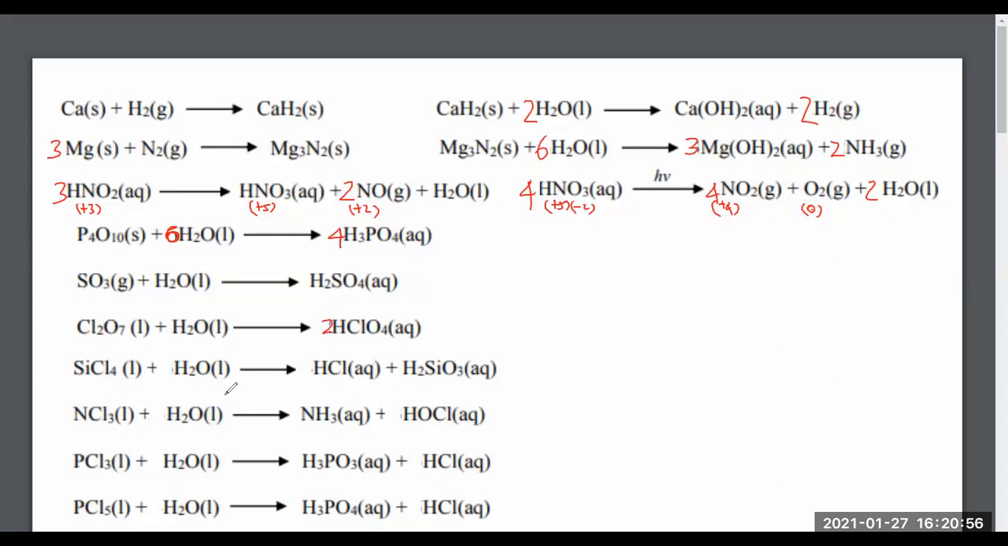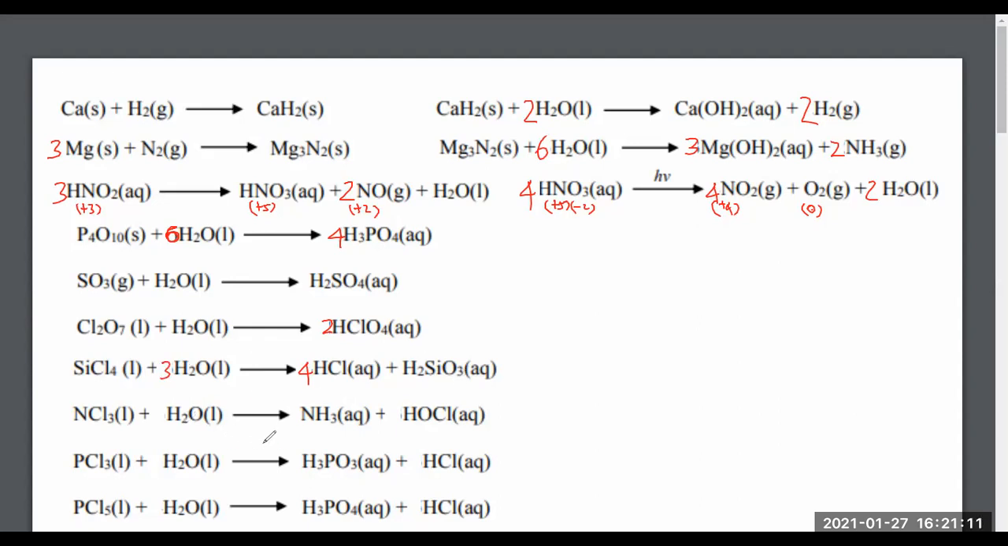And then moving on to this one, SiCl4. 4 chlorine on the left, so I have to put a 4 here to balance the chlorine. And if you check hydrogen carefully, we have 6 on the right hand side. Therefore, I have to put 3 here, and you can see oxygen is automatically balanced, 3 and 3.